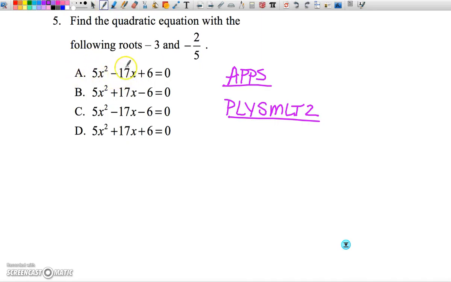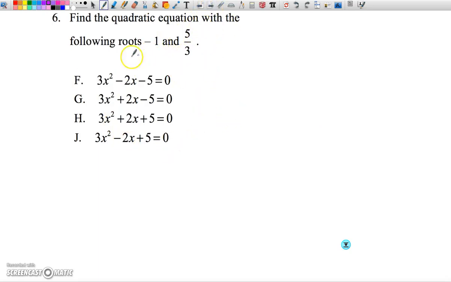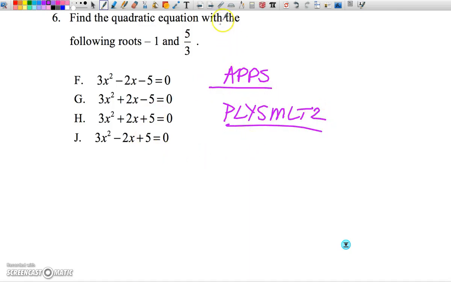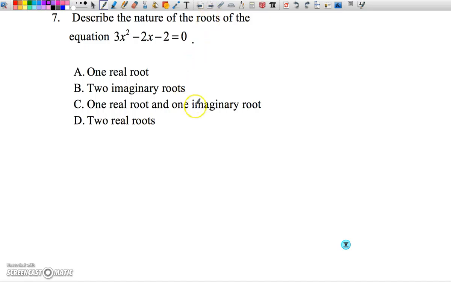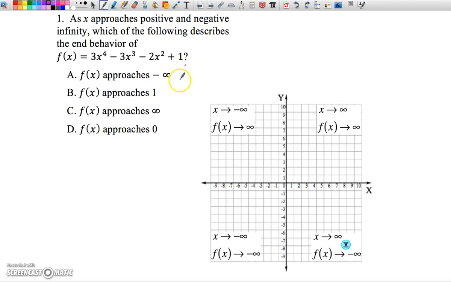Don't forget the negative goes with the 17, but you're looking for your two answers here and here, negative 3 and negative 2/5. And then same thing here. So go to your apps, go to PlySmlt 2, and then work from there. I want you to get used to using that app. Describing the roots, all you have to do is graph it, and if you look at the printout of this sheet, it explains to you what you're looking for in your graph. So I want you to do that with 7 and 8 as well.